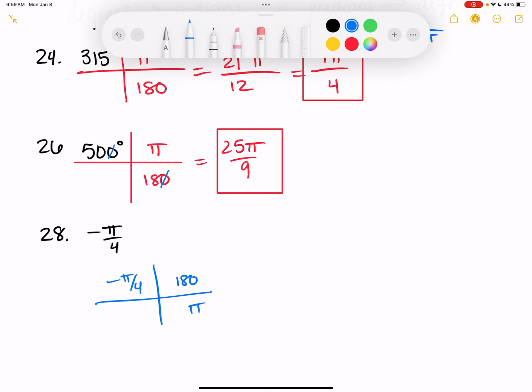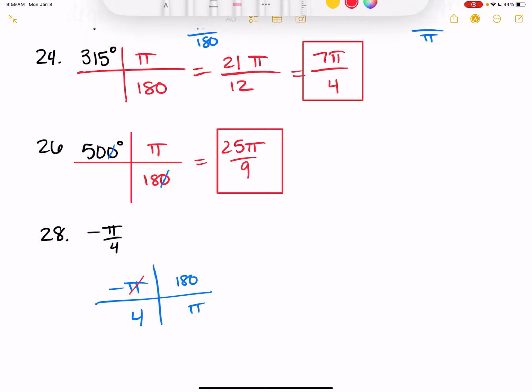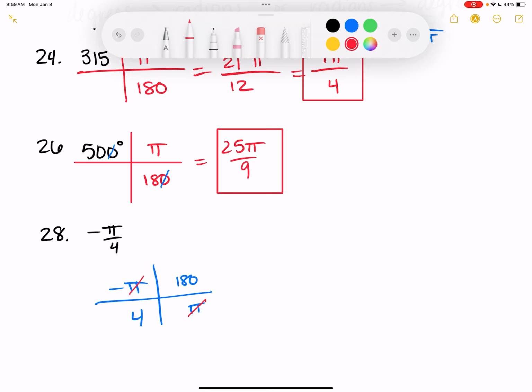What you need to do when you have a fraction of radians like this is write it as a fraction, because now the pi's cancel. Four goes into 180 45 times, so this is going to be negative 45 degrees. Don't forget the negative sign on there. If it's negative initially, it has to be negative in the end because we're just doing a conversion.